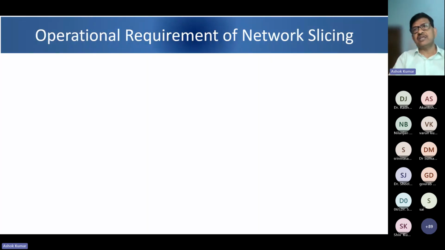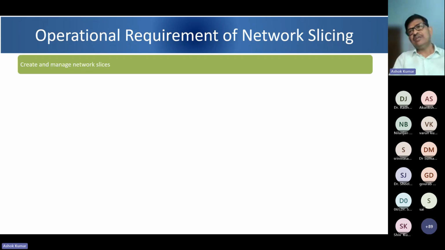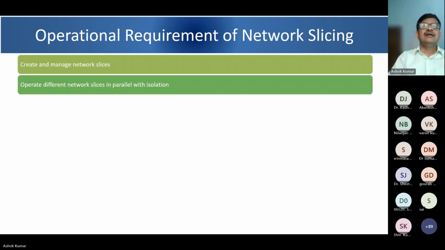The other is the operational requirement. One is from the service provisioning point of view, the other is from the operational point of view. From the operational point of view, operators should be able to create and manage network slices, and these network slices should be able to operate in parallel. That means multiple slices would be ongoing and there should be isolation between different slices. I should be able to have a clear isolation in the way I slice them.